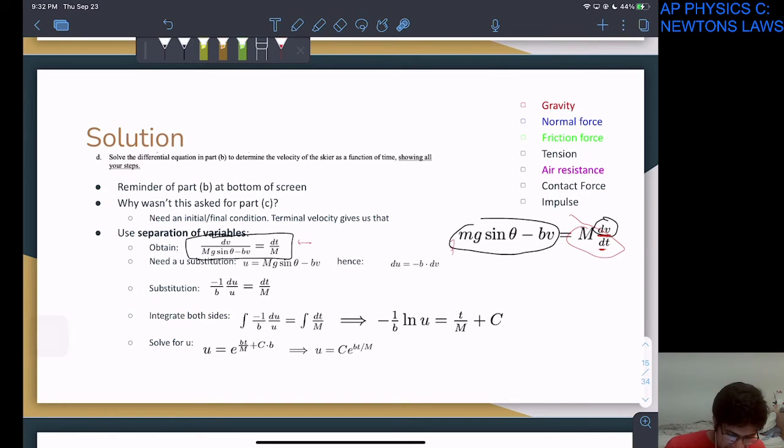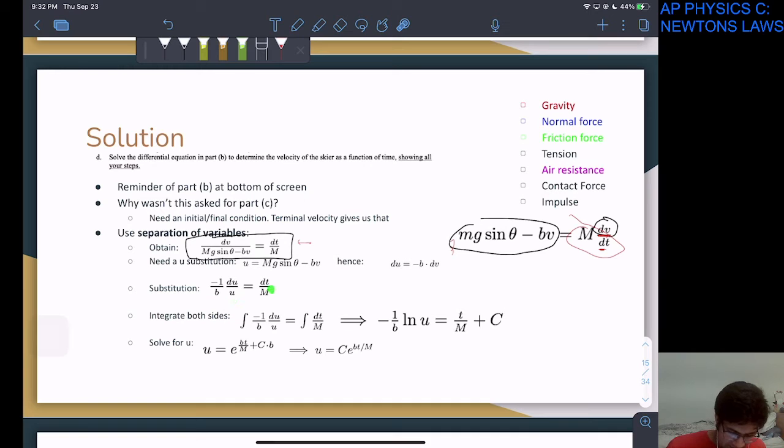Okay, now we need to make a u substitution, so this is just from calculus. We let u equal to this part here, and then we take the derivative, so we get du is equal to minus b times dv. This term here goes to 0 because there's no v in it, so you should end up getting minus b. And now we can substitute this into the left hand side, so we end up getting minus 1 over b times du divided by the denominator, which is u.